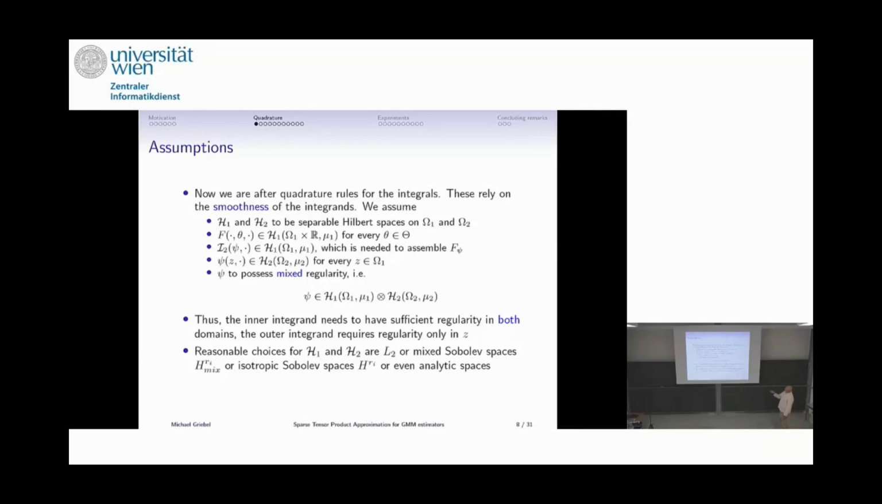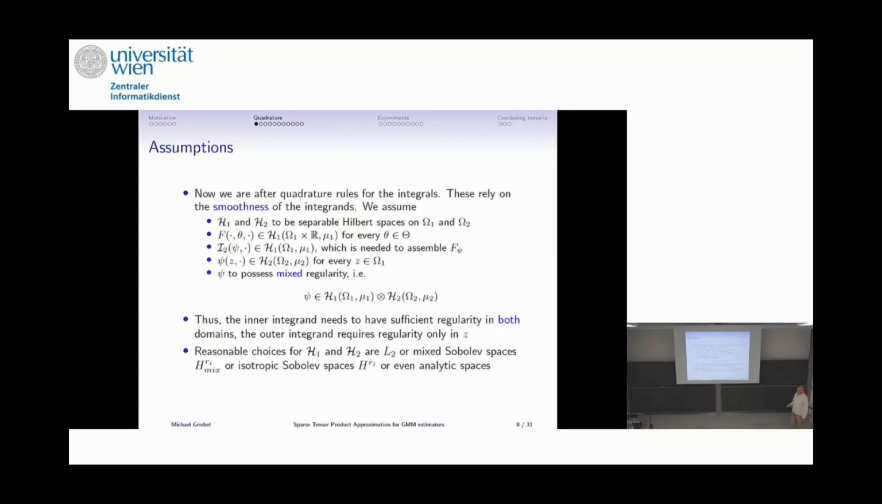If we go for Hilbert spaces H1 and H2 on the two domains and have certain regularity assumptions, again, the psi has to possess mixed regularity, then we are in business and the inner integrand needs sufficient regularity in the two variables, U and C, and the outer one needs regularity only in C. Okay, if we have that, we can do something like higher order quadratures. And for these Hilbert spaces, well, we have certain choices. L2 is the simplest one, doesn't bring much convergence, but mixed Sobolev spaces are I mix.